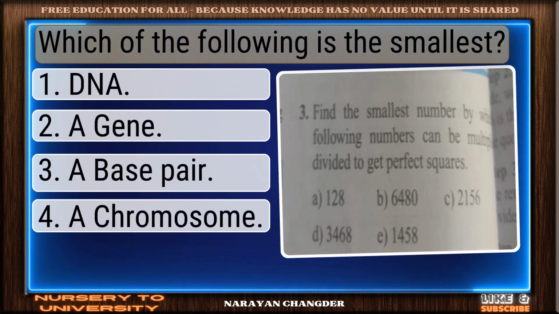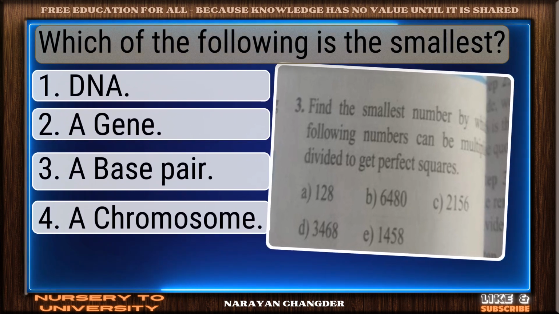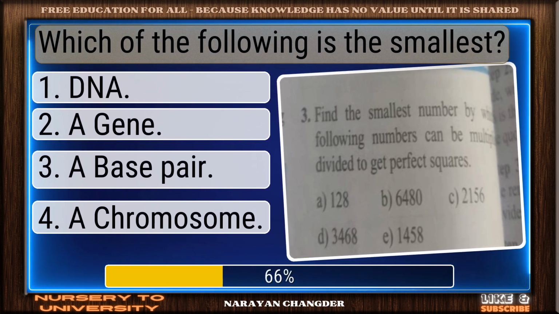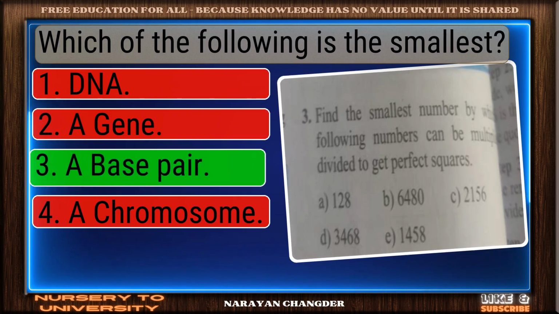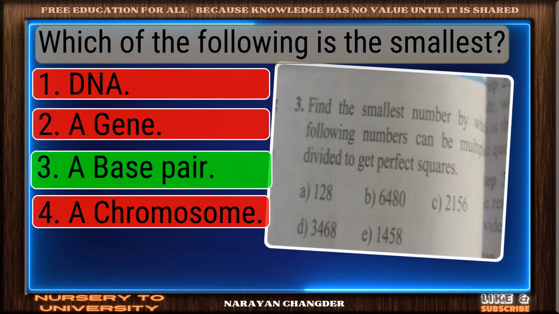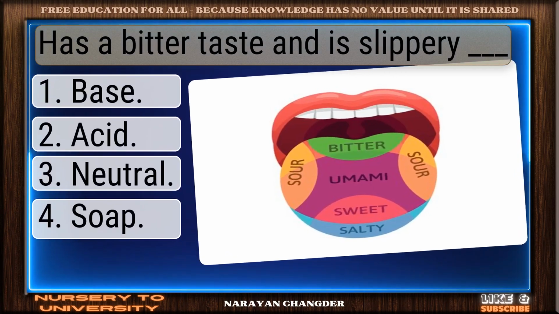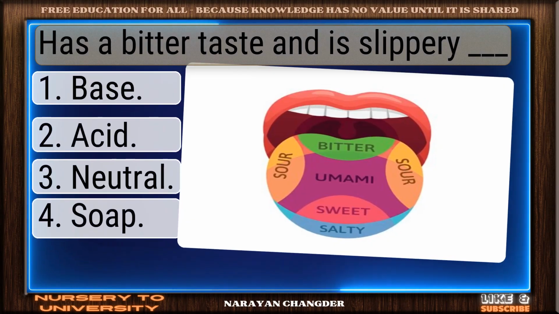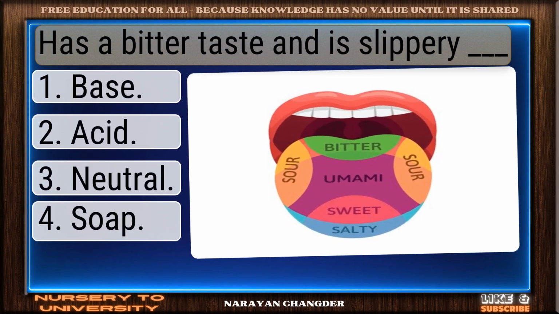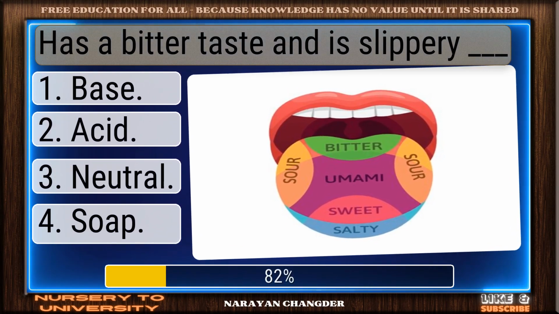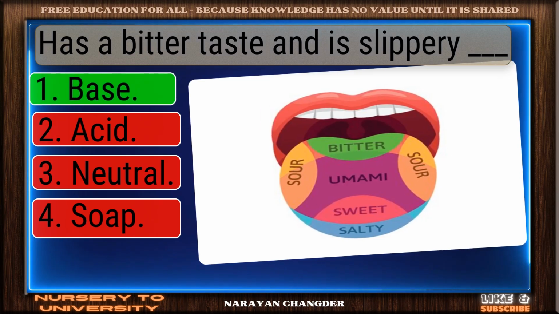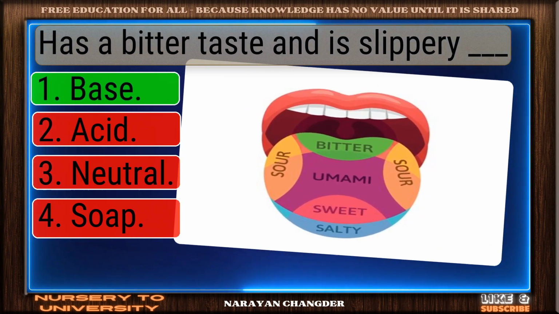Question number 41. Which of the following is the smallest? Well picked. A base pair is the correct answer. Question number 42. Has a bitter taste and is slippery, dash. Nice selection. Base is the correct and valid answer.